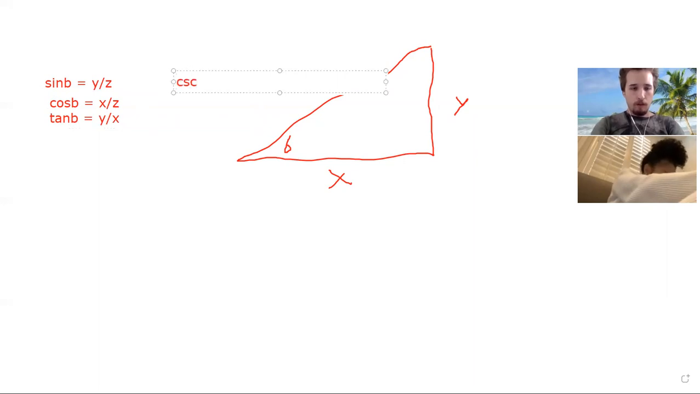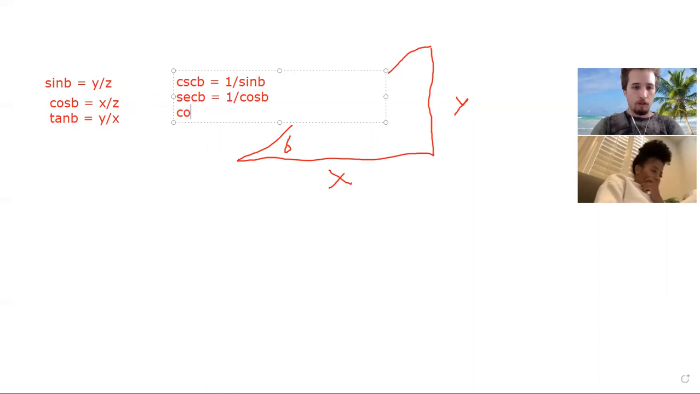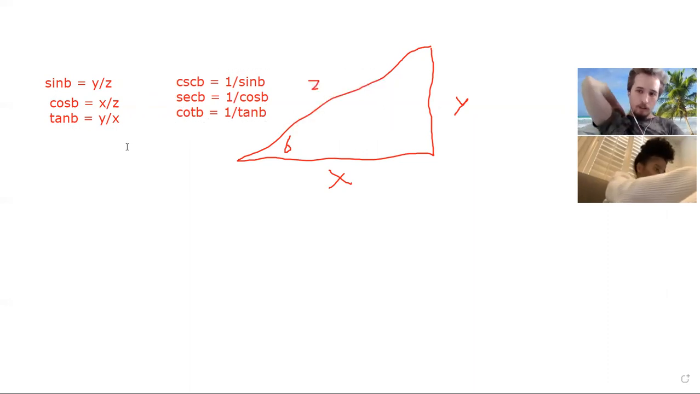I'm just going over the basic trig functions. I think I did everything right there. So these are the 6 basic trig functions.